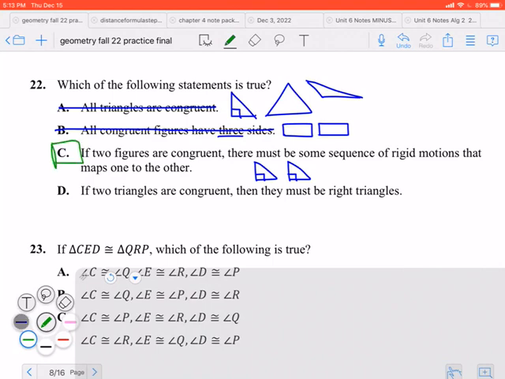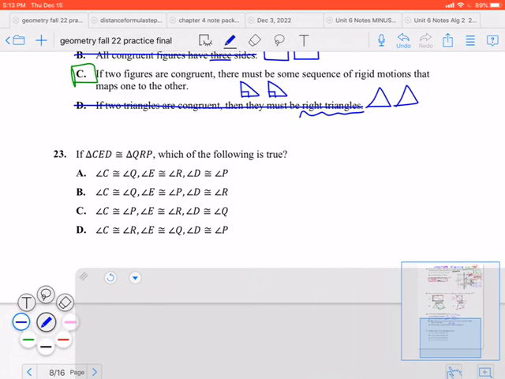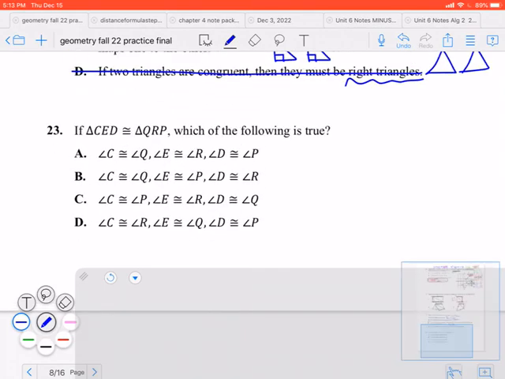And let's see what D says. If two triangles are congruent, then they must be right triangles. Well, that's silly. I could have two equilateral triangles that are congruent. It doesn't mean that they have to be right. So there we go.